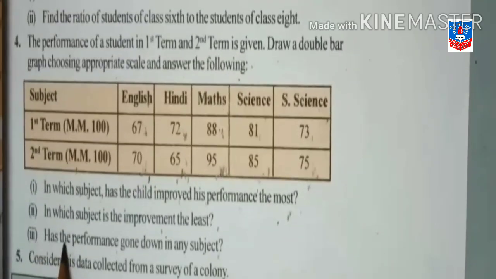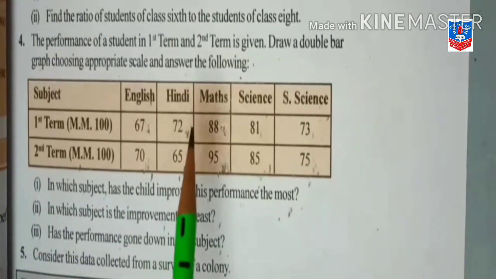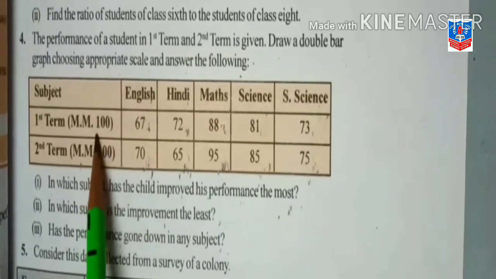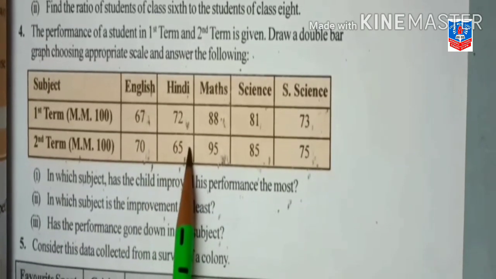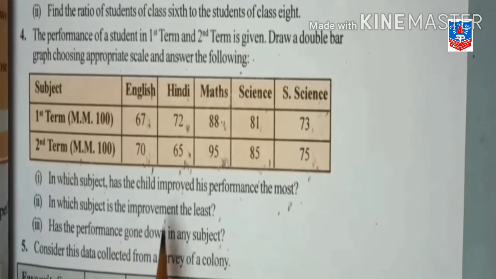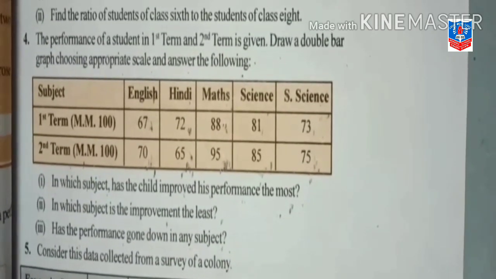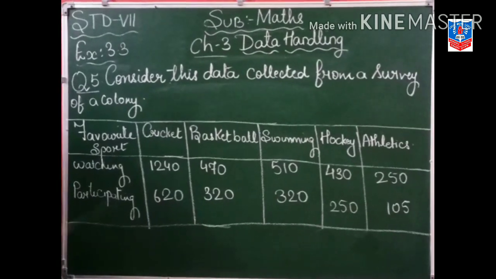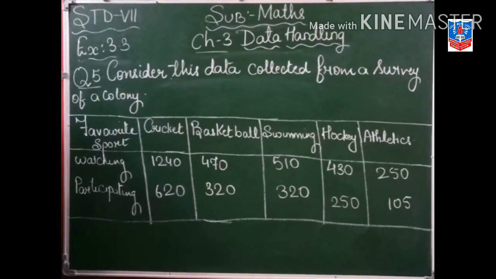Question 3. Has the performance gone down in any subject? See here, yes. In Hindi, first term he got 72 and second term he got 65. That means his performance has gone down in Hindi. Understood? Question number 5 and 6 is your homework.